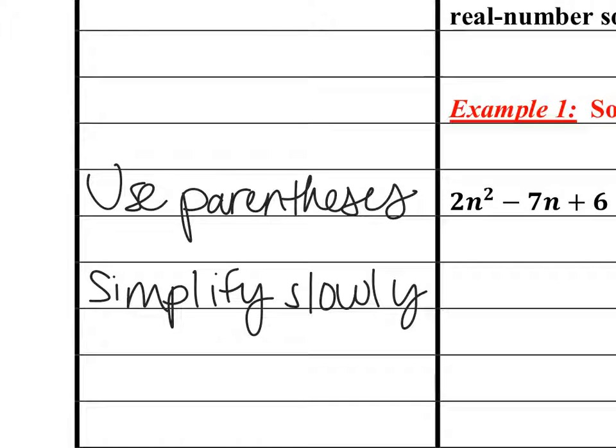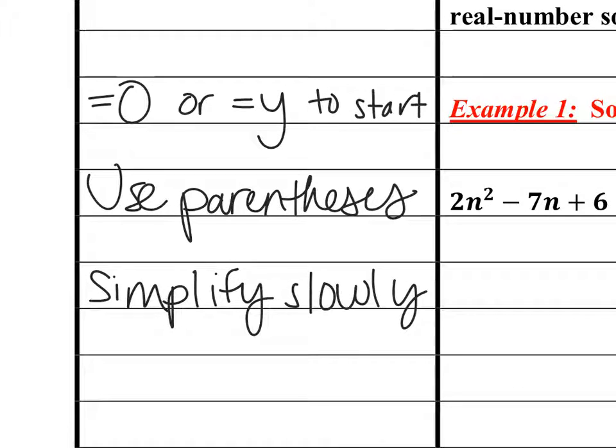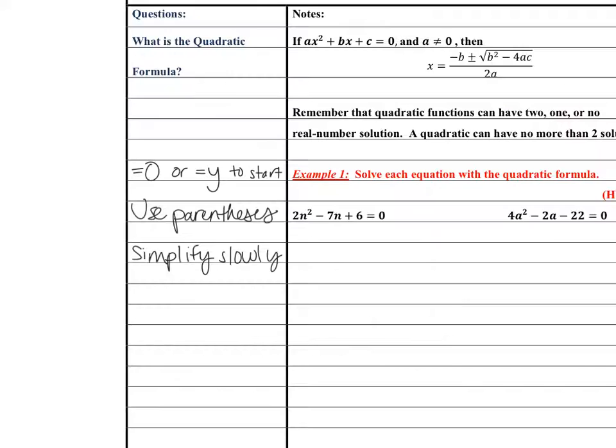And before we start, we need it to be equal to 0 or equal to y. So before we do anything, please make sure it's equal to 0 because, again, all this lets us do is solve the quadratic for the x-intercepts, and so the y has to be equal to 0. Make sure all your a, b, and c terms are all on the same side.